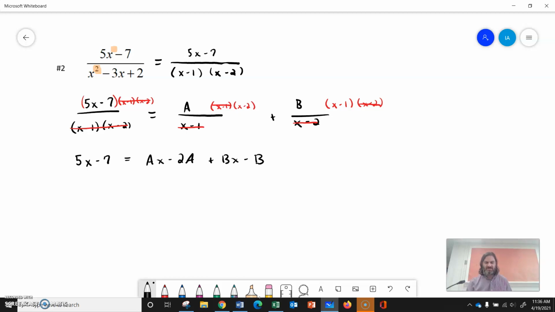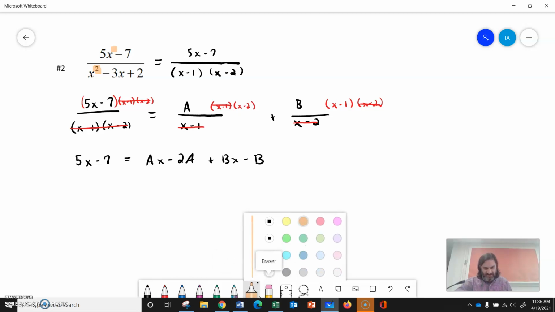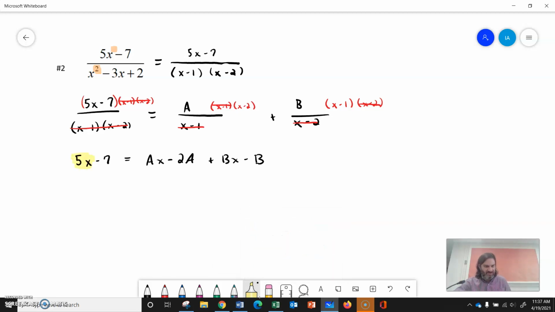So now what we're going to do is compare degrees on the left and the right. We'll color code this to help you see it. The largest degree we have at all is just the first degree, which is an x. If we look at these, what I usually like to do is say this is my x term. And what do I have? On the left I have 5 of those, and on the right I have a plus b of them.